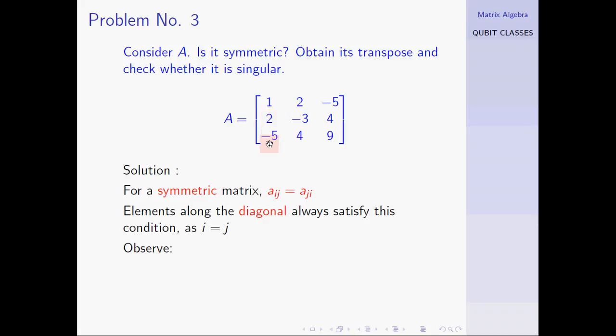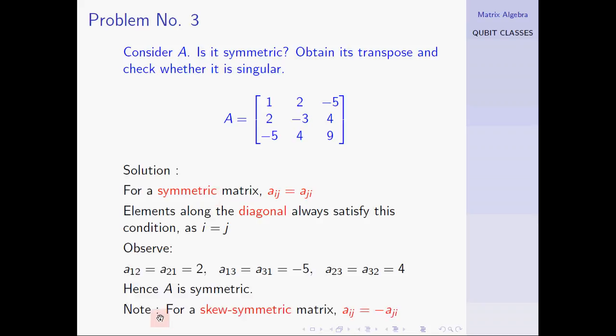Next, let's move on to this minus 5. This is present in the third row and first column, so it will be A31. Similarly, the element in the first row and third column is minus 5. So A13 is equal to A31. Similarly, you can check it for 4. So A23 is equal to A32 equal to 4. Thus, all the elements of this matrix satisfy the condition for symmetry. Hence, this matrix is symmetric.